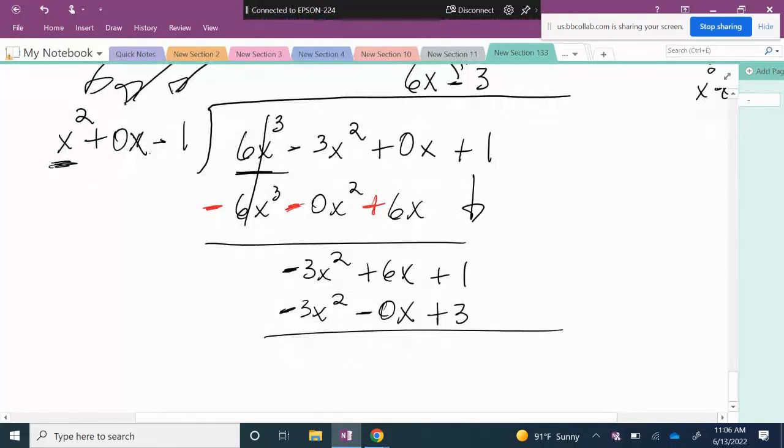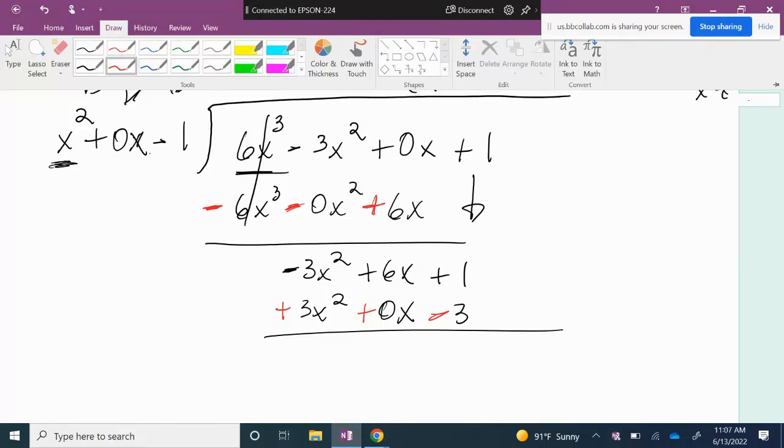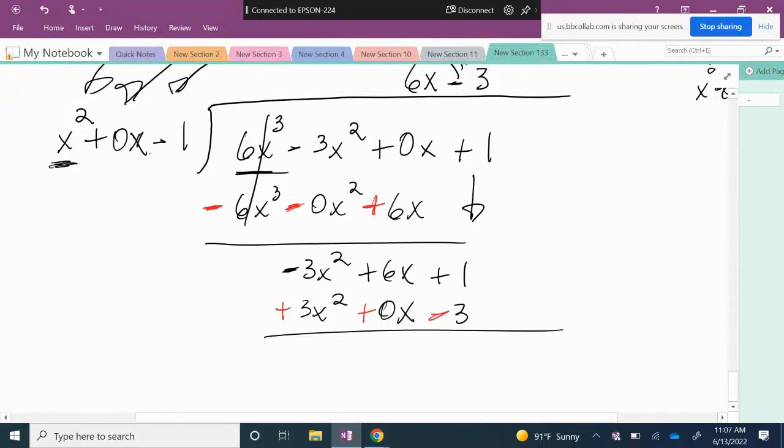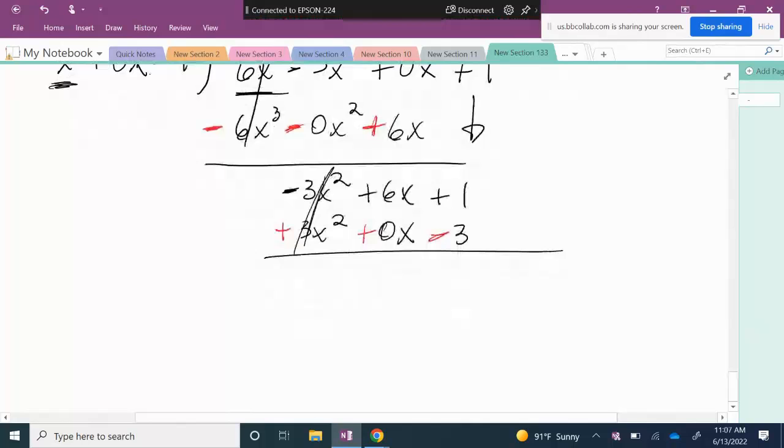So the next thing we're going to do is change the signs. So -3x becomes positive. Right, 0x becomes positive. +3 becomes -3. And then we're going to simplify. So the 3x squares will cancel. 6x plus 0x is 6x. 1 minus 3 is -2, and that is our remainder.